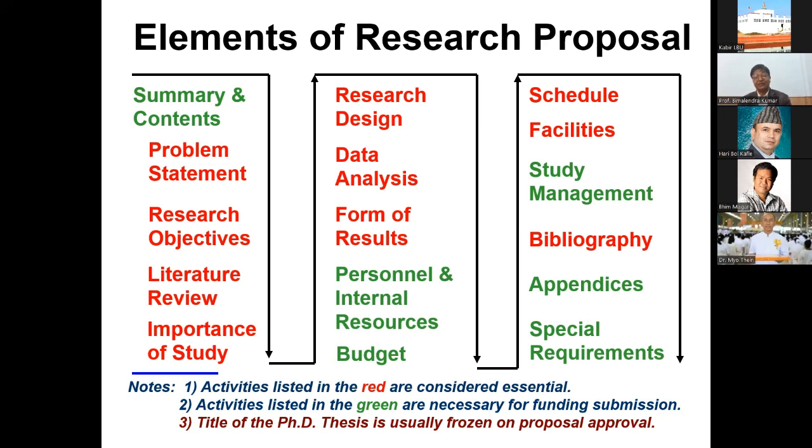So see here, activities listed in red are considered essential. Those in red are problem statement, research objectives, literature review, importance of the study, research design, data analysis, form of results, schedule, facilities, and bibliography. These are considered essential things for making a research proposal.